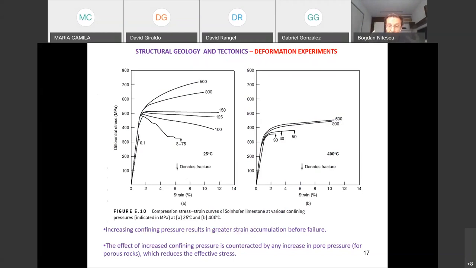However, there is a problem. If you have fluid in the pores, then the effect of increased confining pressure is actually counteracted by the increase in the pore pressure. It's like the pore pressure acts oppositely to the confining pressure. Yeah, that's what it does.